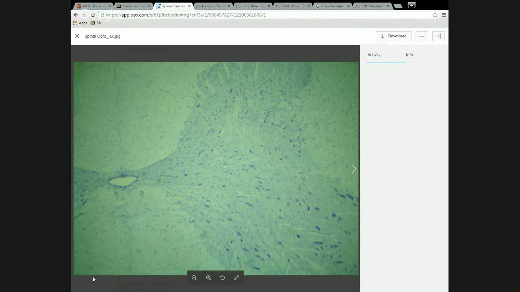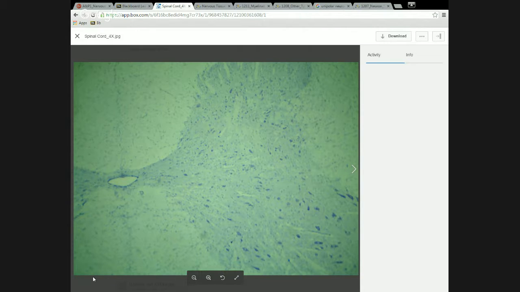Ventral means anterior, and dorsal means posterior. So the ventral part would be the side of the spinal cord closest to the belly. The dorsal part would be the side of the spinal cord closest to the back.